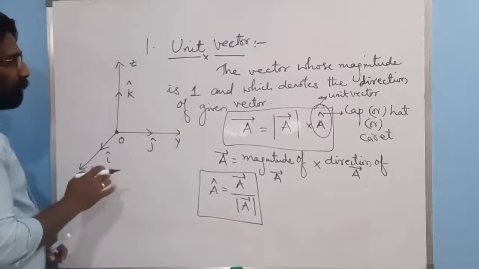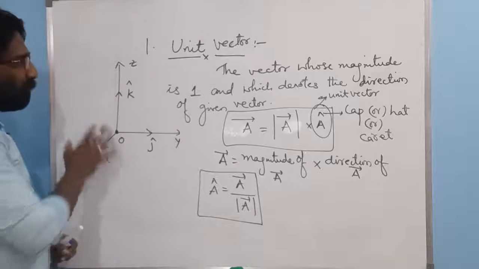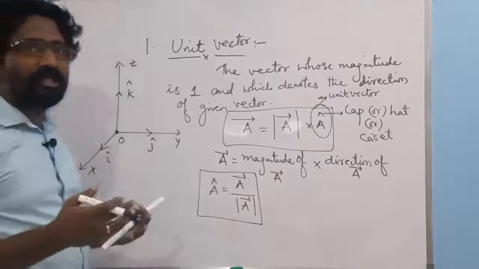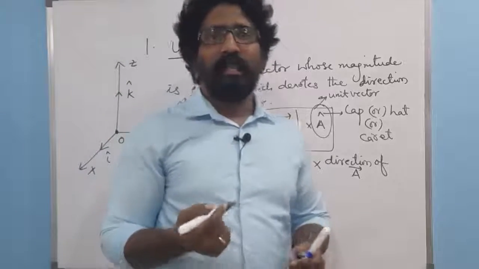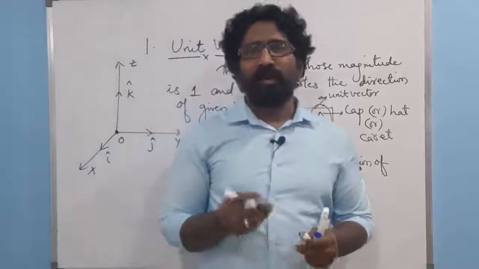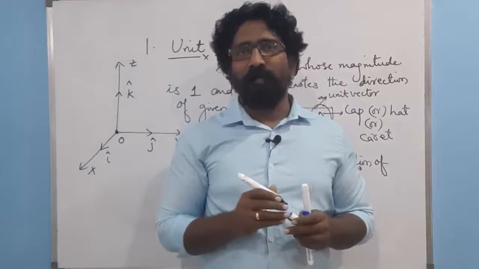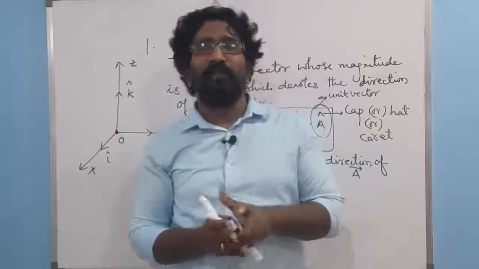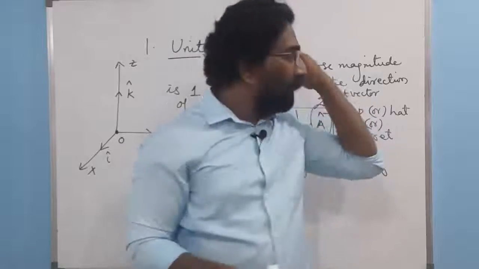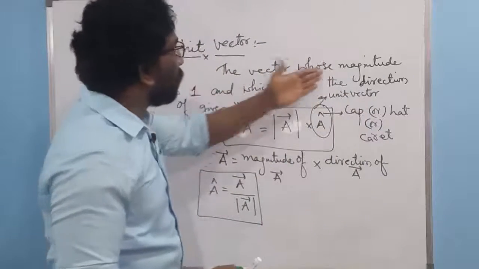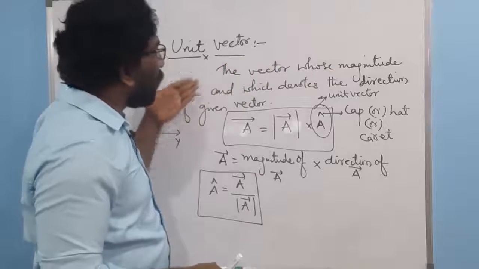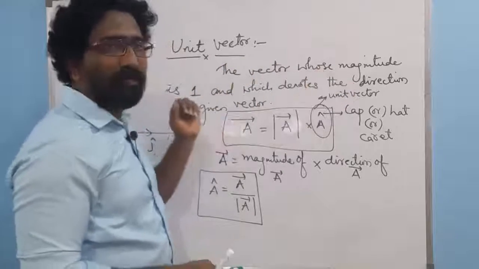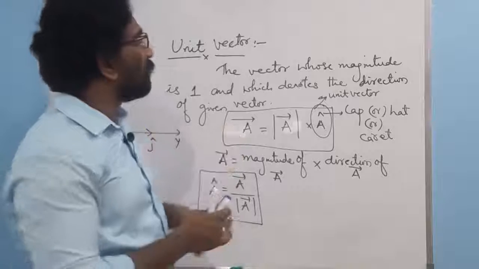Now if you know this kind of rectangular coordinate system, how do we define the direction of a unit vector? We have seen in the previous lectures that a unit vector is a vector which defines the direction of a given vector. Even here I have written that a unit vector is a vector whose magnitude is 1 and which defines the direction. Then how do we understand the direction of the unit vector?